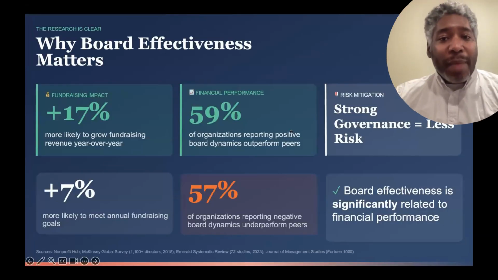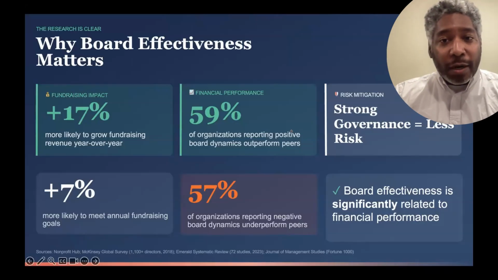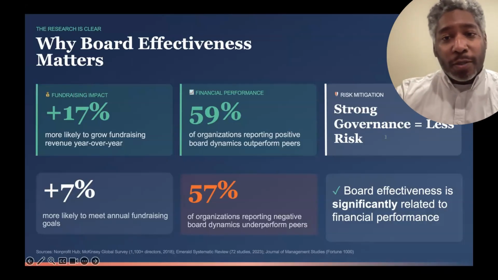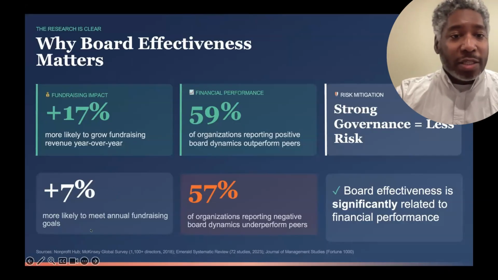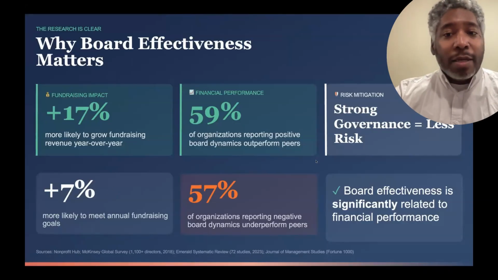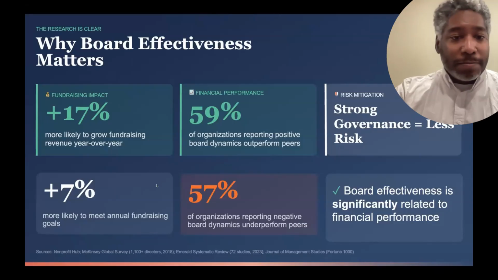Here's why board effectiveness matters. Organizations with positive board dynamics are 17% more likely to grow fundraising revenue year over year, 59% more likely to financially outperform peers, and 7% more likely to meet annual fundraising goals. Conversely, organizations with negative board dynamics are 57% more likely to underperform peers financially. Strong governance means less risk, making your organization more attractive to banks, lenders, and other financial institutions. Bottom line, good boards mean better financials.